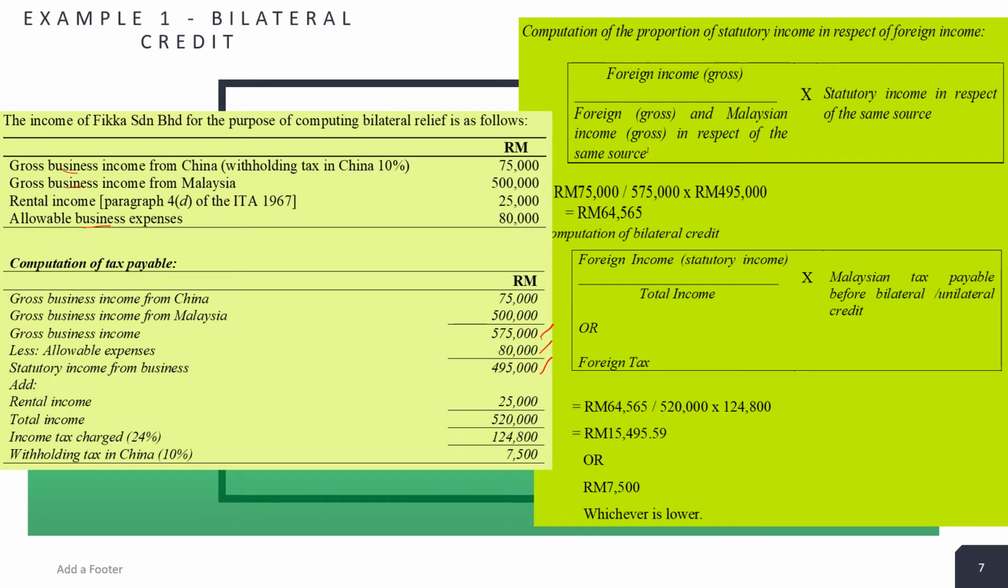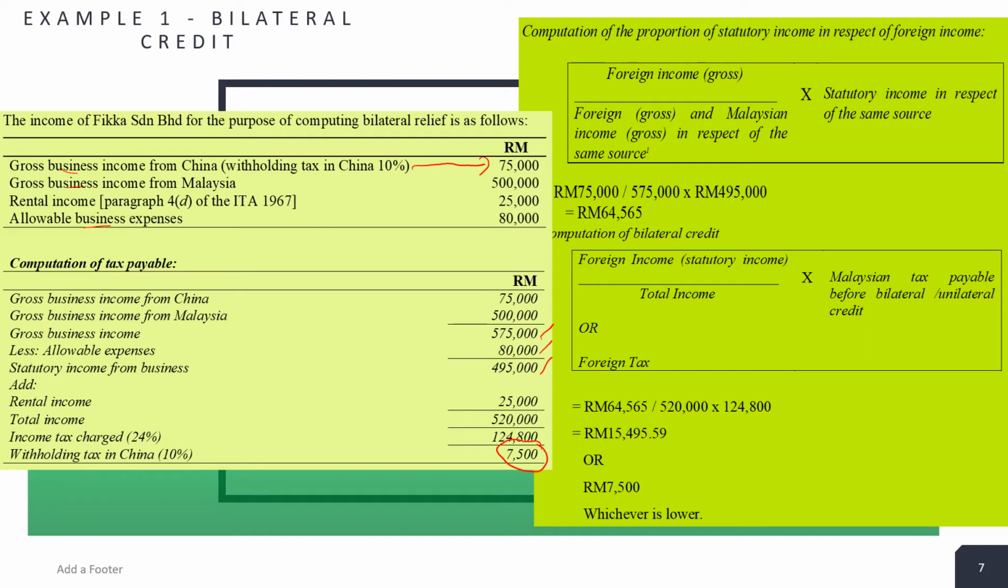Also please remember that in China we have paid 10% for business income from China, which is 7,500. First you need to find how much is the Malaysian tax on China income, because the China tax is already understood here, 10% of 75,000. This 75,000 is gross. So the tax is 10% times 75,000, which is 7,500.